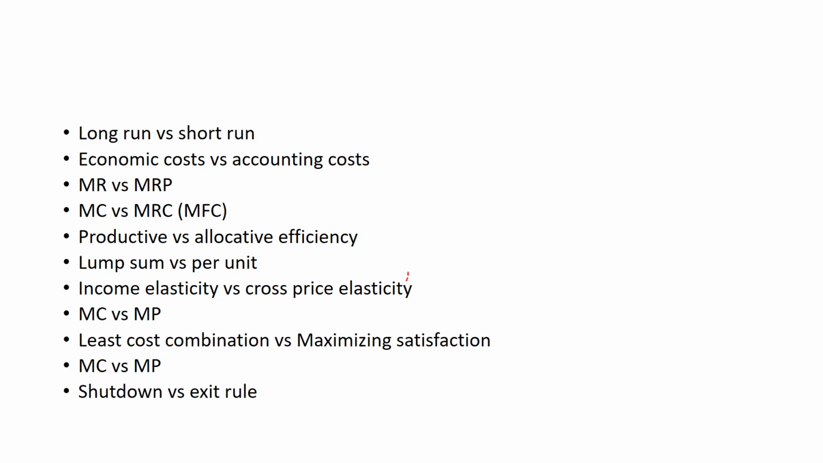Cross price elasticity, percentage change of quantity demanded of product A over percentage change of price of B. Positive, substitute, negative, complement. I didn't put here demand elasticity, which would be percentage change of quantity demanded over percentage change in price. And just remember, greater than 1, elastic, 1, unit elastic, less than 1, inelastic.